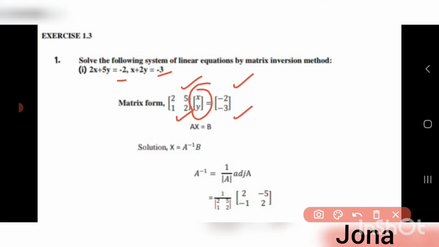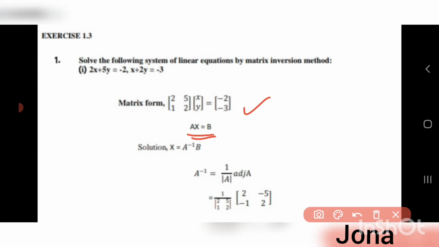We should write them on the right hand side. So you have to write the coefficients of x, y like this, then the variables here, and then the constants at the right hand side. Now this format is in AX equal to B. The given format is AX equal to B.